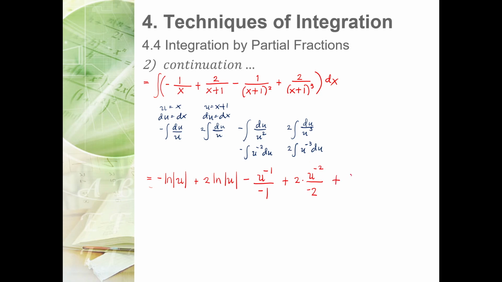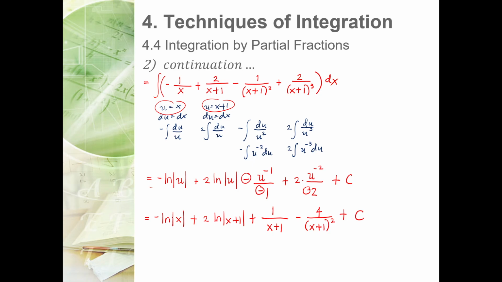Then plus c. So the final answer is negative ln of x, plus 2 ln of x plus 1, then plus instead of minus because minus minus, this becomes 1 all over x plus 1. Okay, and then the minus, then plus, so that's minus 4 all over x plus 1 squared, plus c. So this is the final answer.